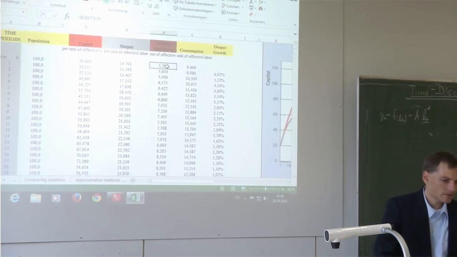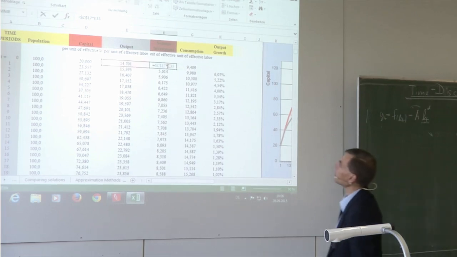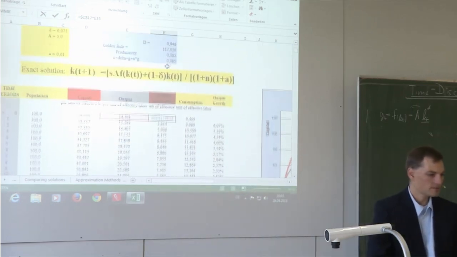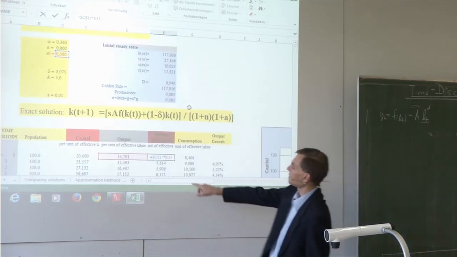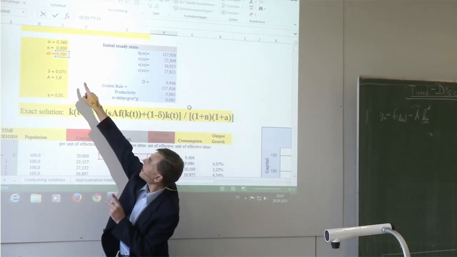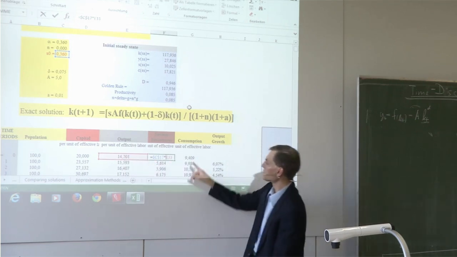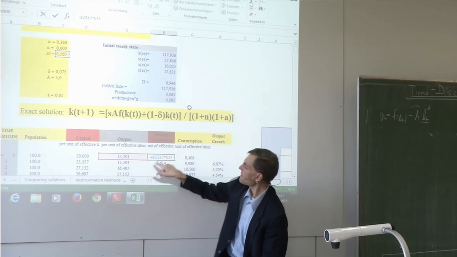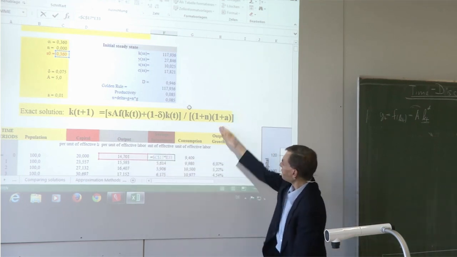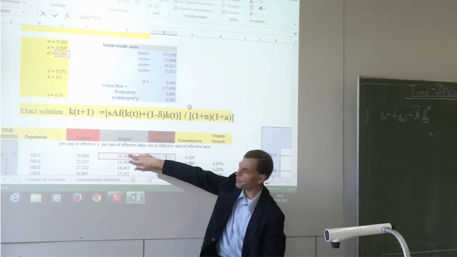Well, the same is relatively simple for the saving function. What is saving? Well, saving is the propensity to save times income. That is my assumption 2. Assumption 3: the saving function is saving rate times income. That gives me my saving. And consumption is the opposite: income minus this amount, which is calculated, gives me this. And the final column is output growth, which is just the change of output over time.